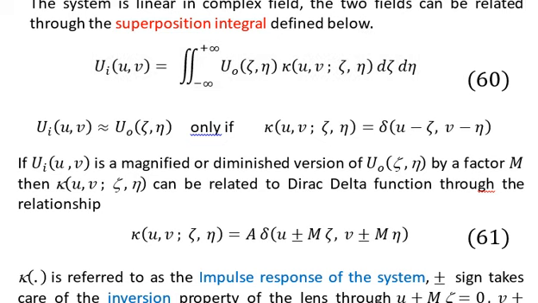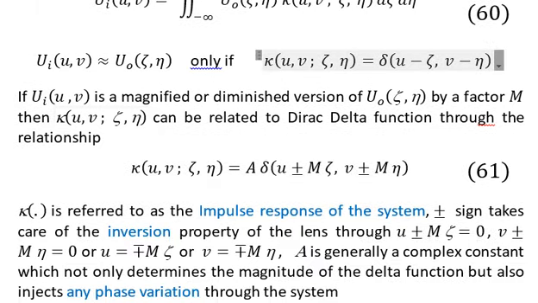And you see that then you have the input field u_i of u, v approximately equal to u naught of zeta and eta. Solve the integral when kappa attains this value, that is, kappa is a point source or point image. So if kappa is a point image, then you know that the two fields will be identical to each other.